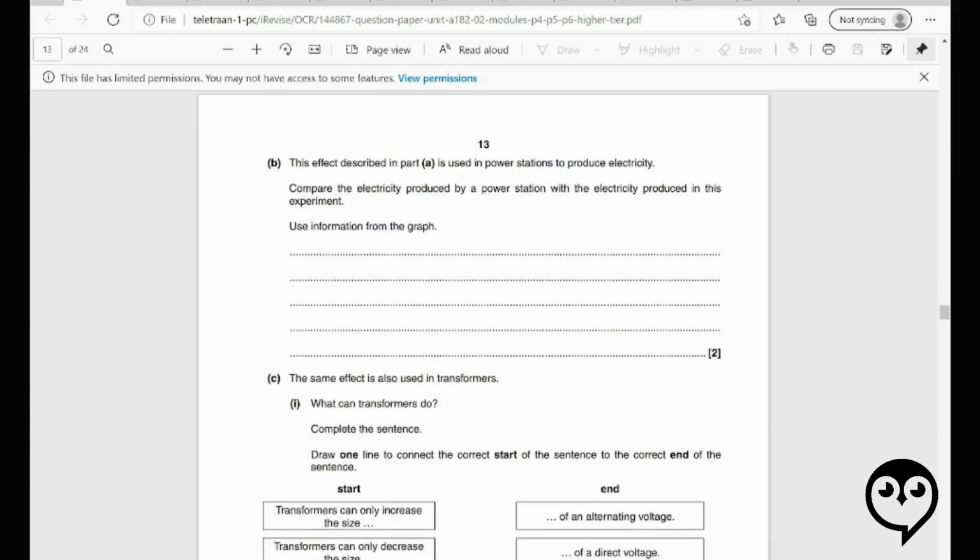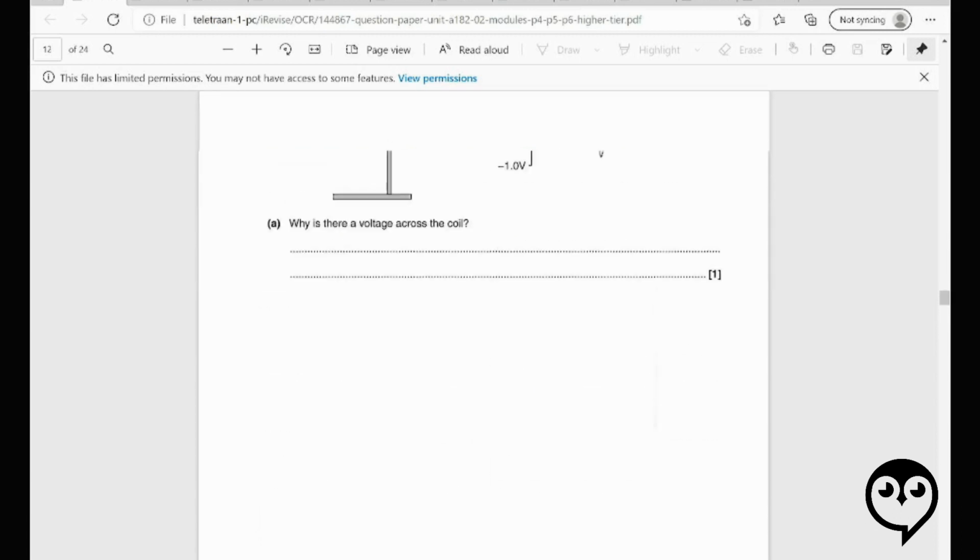Part B: the effect used above is used in power stations to produce electricity. This is the generator effect, electromagnetic induction. Compare the electricity produced by a power station with the electricity produced here. Well, in this experiment we only had a one-time graph going up and down. It needs to be continuous.